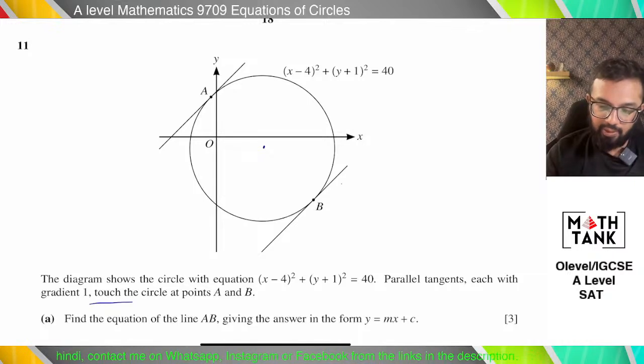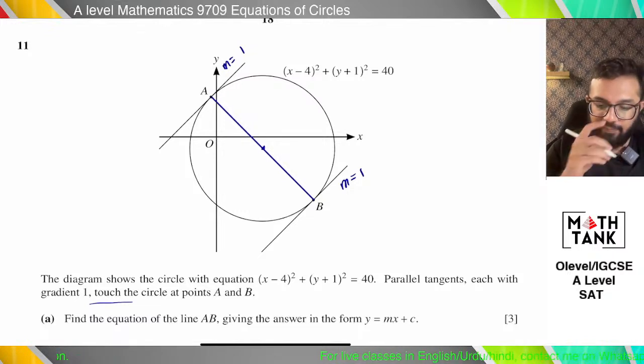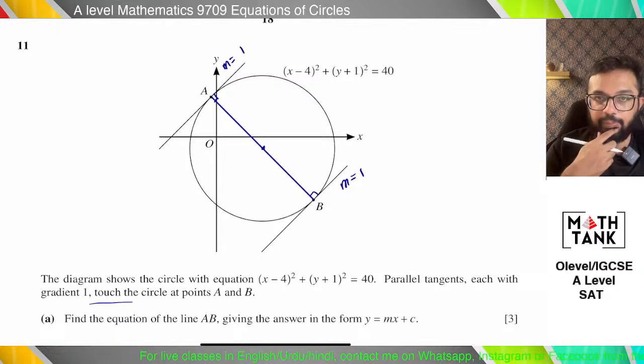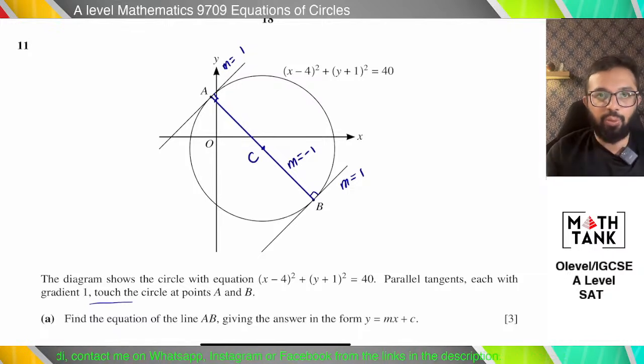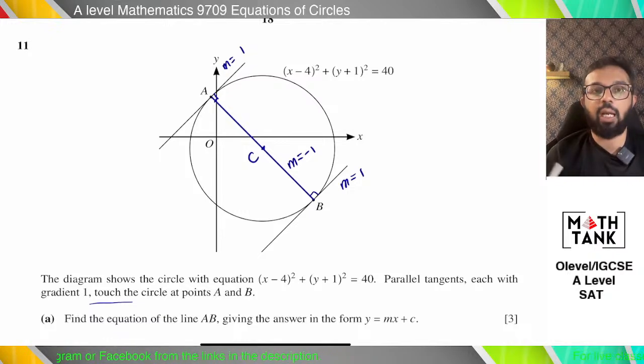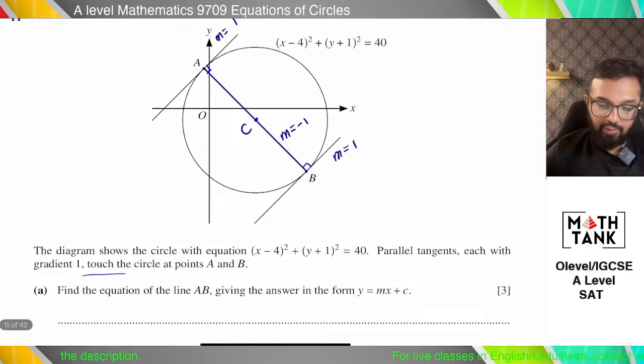Touch the circle at 1. So gradient is 1, so gradient is 1 as well. Find the equation of the line AB. Now it's obvious that when I draw this line, it has to pass through the center. Why? Because if I invert the gradient, this line should have a gradient of -1, right? Whether it's measured from BC or from AC, it should have -1, and it means that this line should be a straight line which is perpendicular to both tangents.